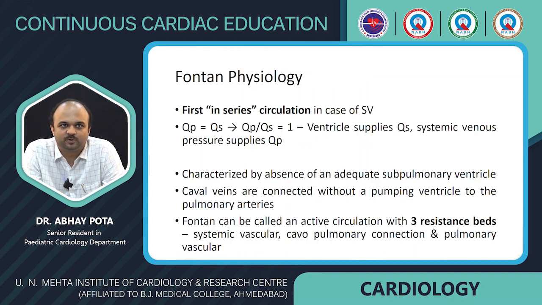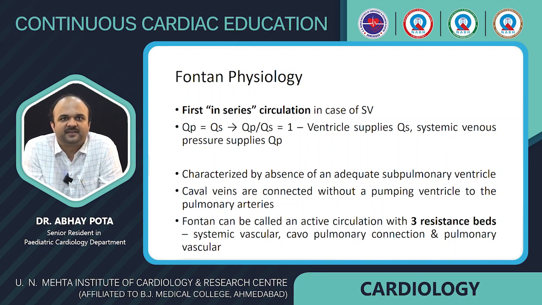What is Fontan physiology? Fontan is the first in-series circulation in the case of single ventricle. QP is equal to QS, so now the QP-QS ratio is 1. The ventricle supplies QS, systemic venous pressure supplies QP. This is characterized by absence of an adequate subpulmonary ventricle. Caval veins are connected without a pumping ventricle to the pulmonary arteries.